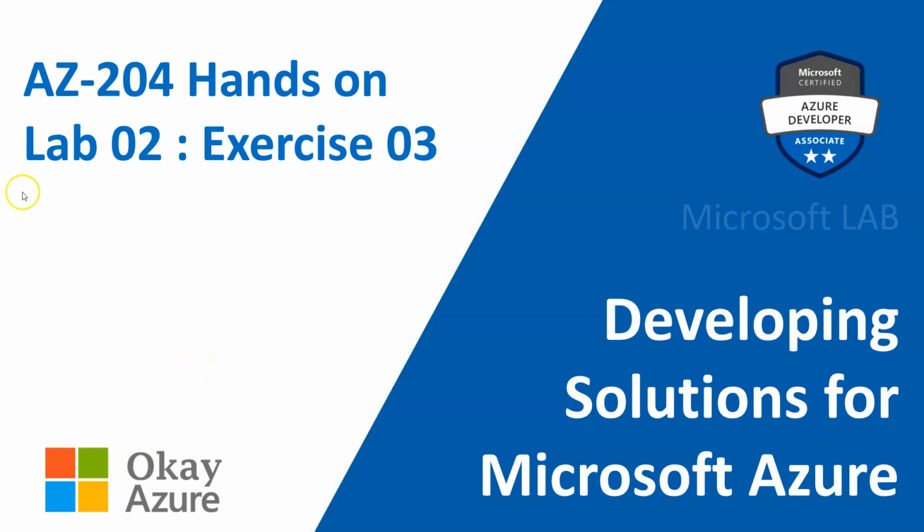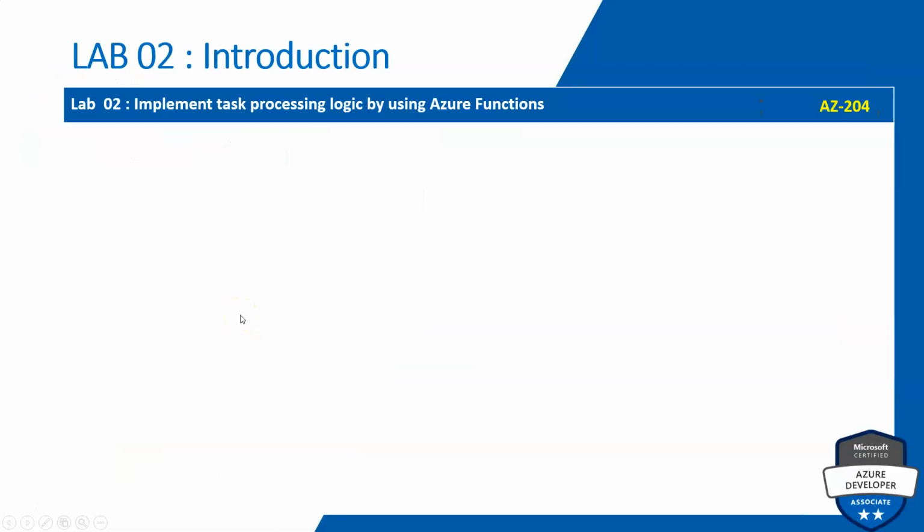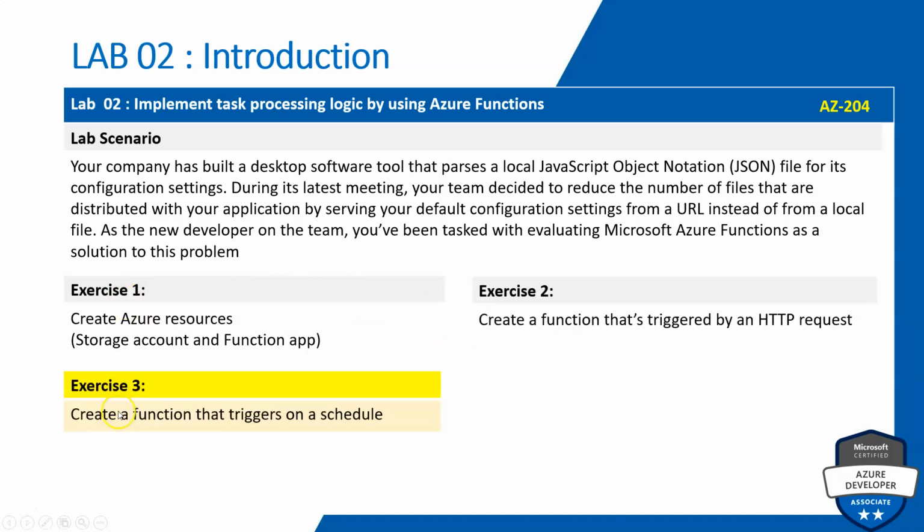Hello friends, welcome back to Azure 204 Lab 2 Exercise 3, and in this video we'll create a function app that triggers on a schedule basis. Okay, so here is the lab scenario. We are done with exercise 1 and exercise 2 in the past videos, and here we'll talk about exercise 3, which says create a function that triggers on a schedule basis. So basically it's a kind of batch program that runs at a particular time.